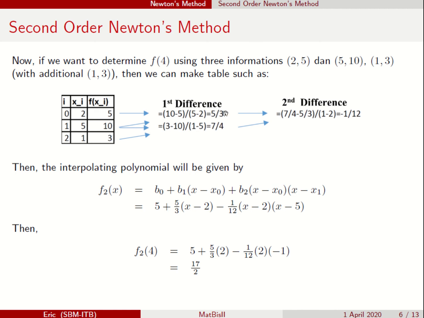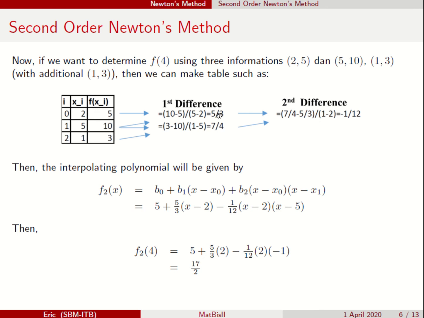But I have this and x here, so I can find the second difference. The second difference is 7 over 4 minus 5 over 3, divided by, what is the x here? I can just look at this. x is 1 minus x is 2. So 1 minus 2. Second difference, 1 minus 2.